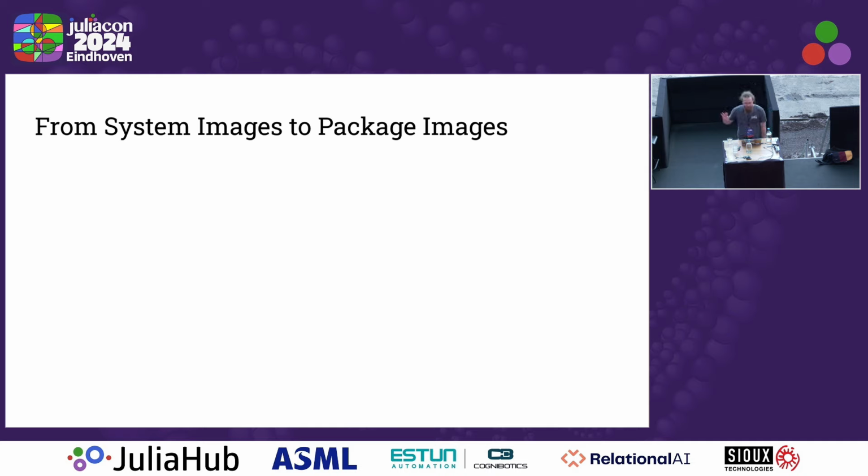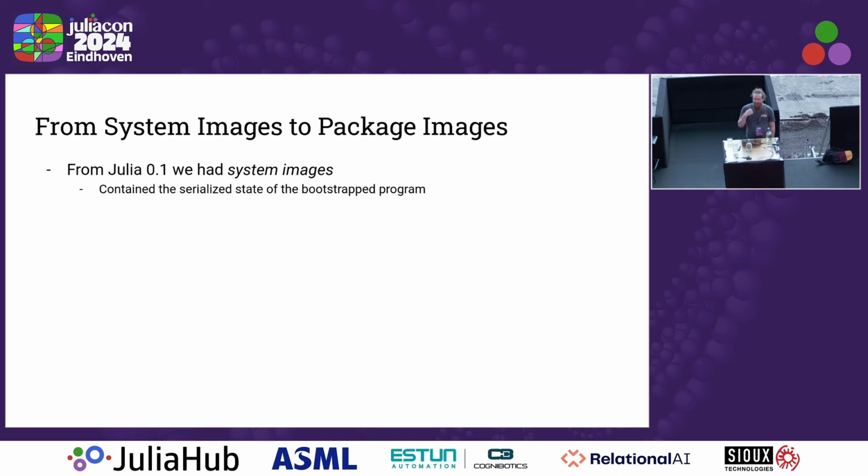Well, in the beginning of the world, when Julia was very new, we had a concept called system images. I went back and looked at when this was introduced. System images are essentially a serialized state of a bootstrapped system, and this is a common thing in Lisps. We load a program, we run some code, and then we write out the state of that program, and then later on we reload that. That's what a system image is. Jeff added this in 2012, 2013, very early on. It's a part of 0.1, so there was never a world where we didn't have this.